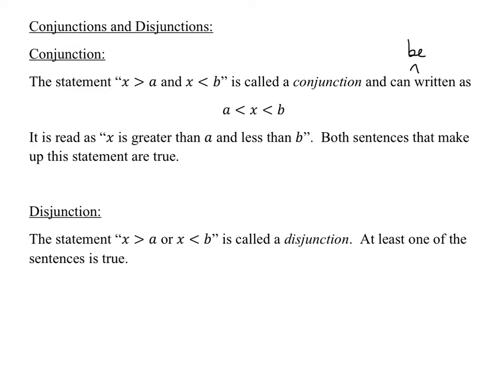How about a disjunction? The statement x is greater than a or x is less than b is called a disjunction. At least one of the sentences is true. In the first part, for a conjunction, both of those statements are true. For a disjunction, at least one of them is true. They could both be true, actually. Usually we forget that other scenario, but we'll see that today.